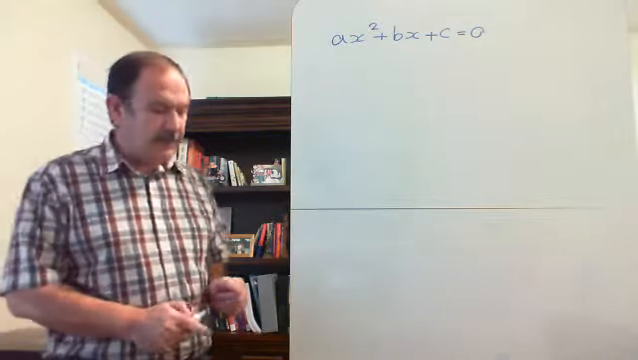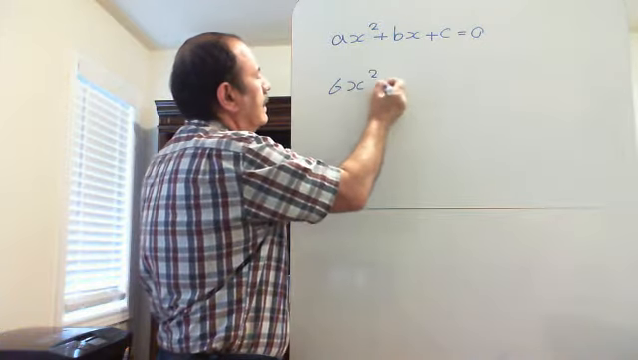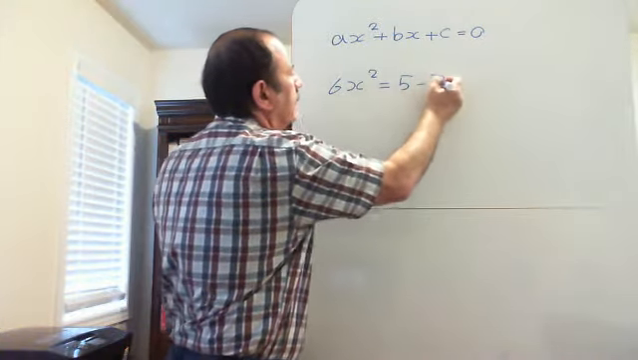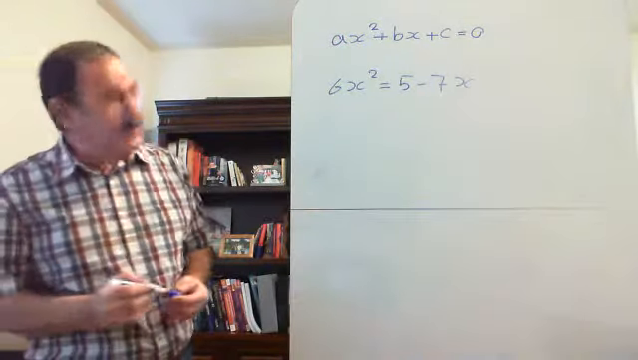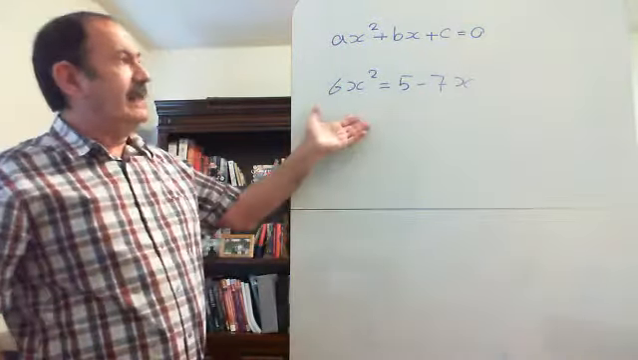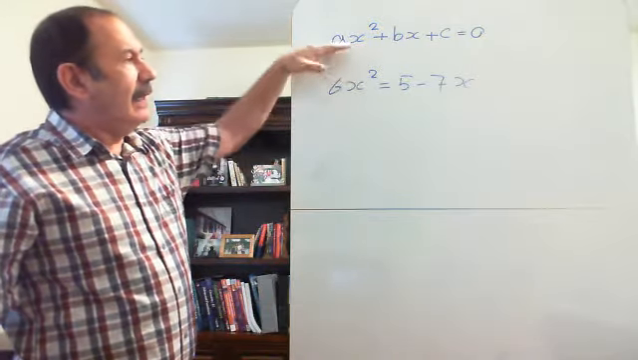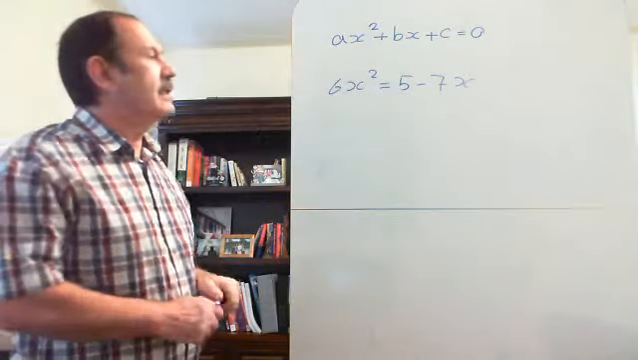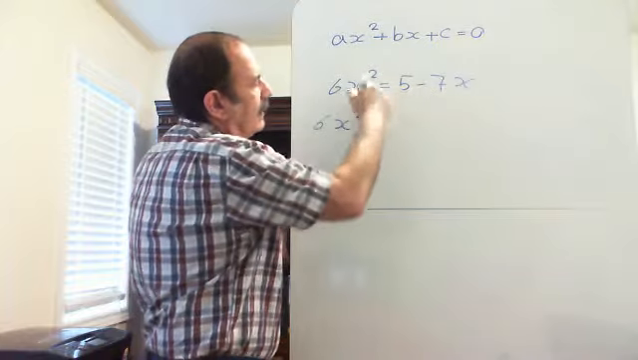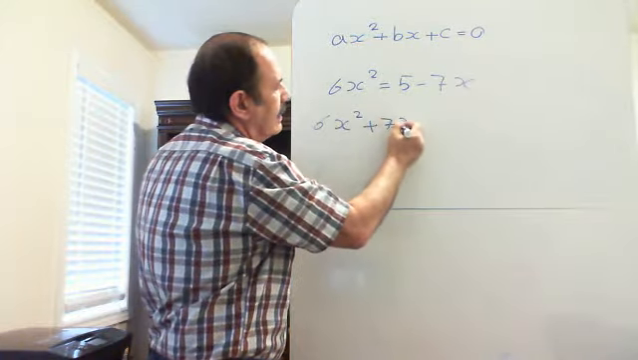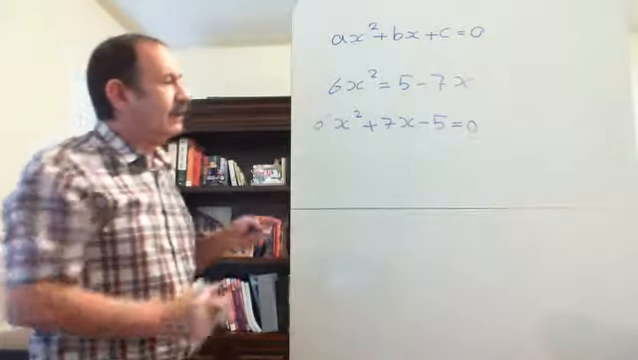Let's do this one. 6x squared is equal to 5 minus 7x. Again, I want to solve this one by factoring. So, first of all, I have to convert it to the standard format. It means 6x squared, move the other side, plus 7x minus 5 equals 0. Now I need to factor this one.